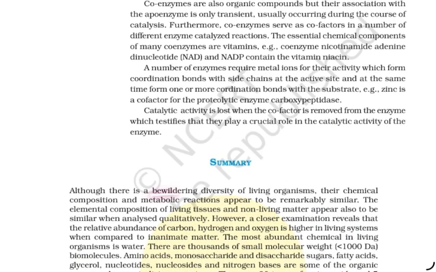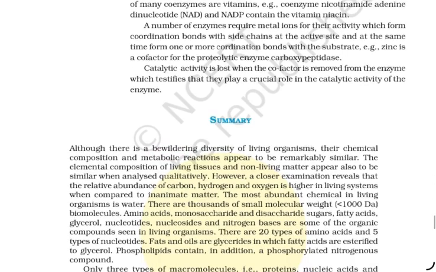Summary: although there is a bewildering diversity of living organisms, their chemical composition and metabolic reactions appear to be remarkably similar. The elemental composition of living tissues and non-living matter appears to be similar when analyzed qualitatively. However, a closer examination reveals that the relative abundance of carbon, hydrogen, and oxygen is higher in living systems when compared to inanimate matter. The most abundant chemical in living organisms is water, and there are thousands of small molecules with molecular weights less than 1000 Daltons.